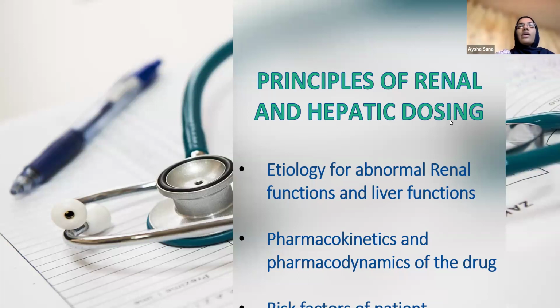So first, what are the principles of dosing in patients with renal and hepatic impairment? First, we have to consider the etiology of the abnormal renal and hepatic functions, the pharmacokinetics and pharmacodynamics of the drug, and the risk factors of the patients. These are important parameters that we must consider before intervening in these patients. We'll look into each one by one.